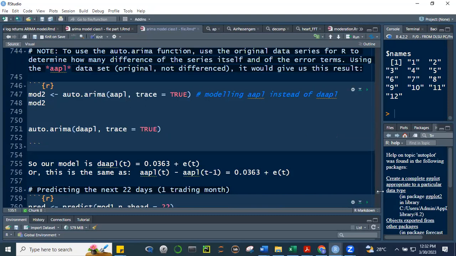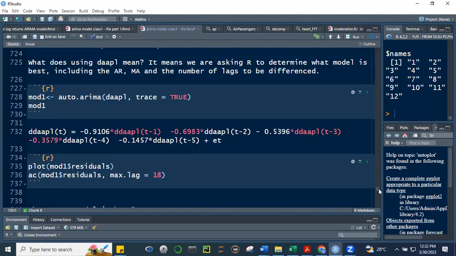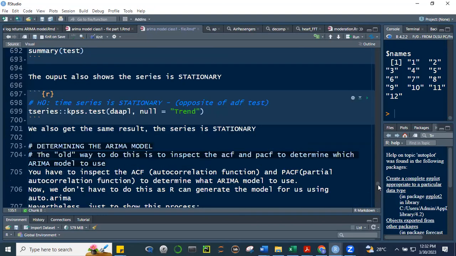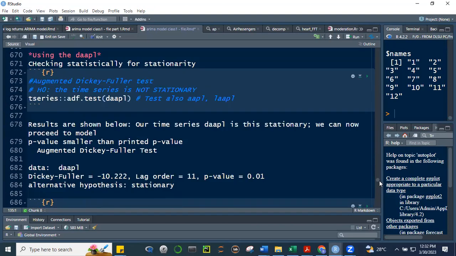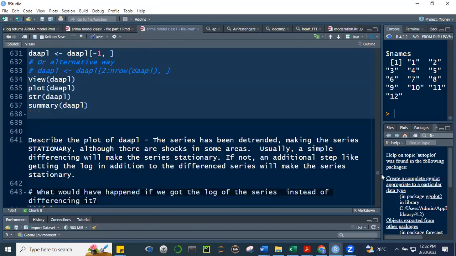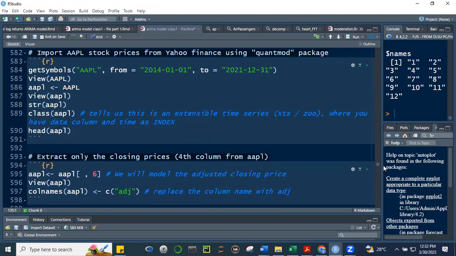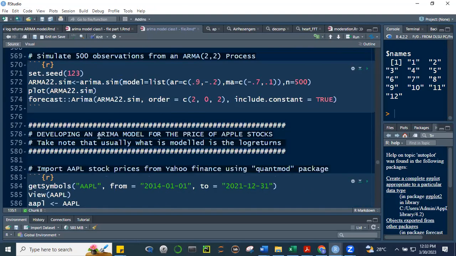All right. So let me just share with you one. Isang okay, ito, no? Hindi, sorry. Ano na to eh? Apple data na to, no? Okay. So sa second part, it's already modeling, yan. Developing an ARIMA model for the price of Apple stocks. Okay, take note that usually what is modeled is the log returns. Okay, so that's starting from row 577.